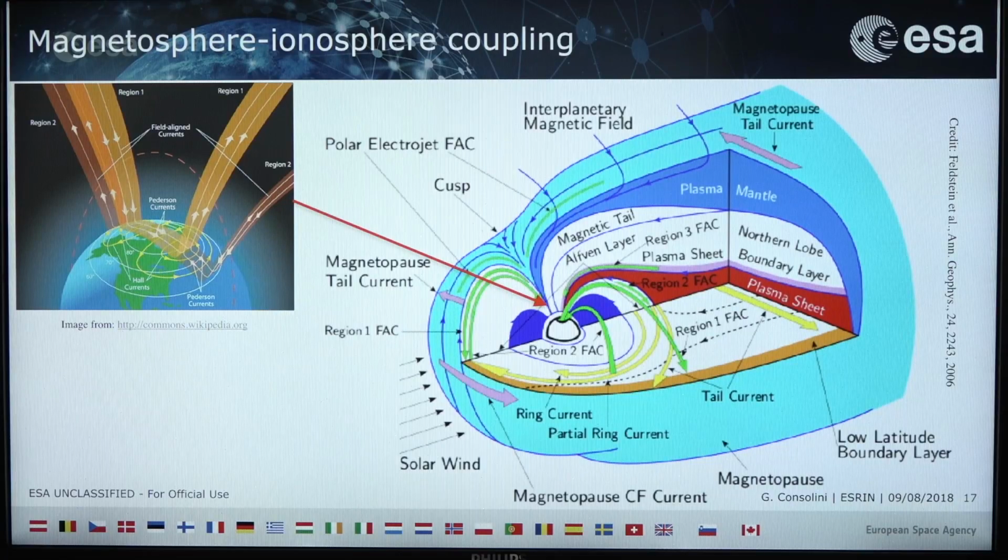The other important point that I would like to stress is that in this system there is a huge amount of currents. There is a current flowing on the magnetopause. There are internal currents on the equatorial plane, called the ring current, which is directly related to the magnetic storm. Then there is the cross-tail current flowing in this direction. Then there are field-aligned currents connecting the different regions to the ionosphere.